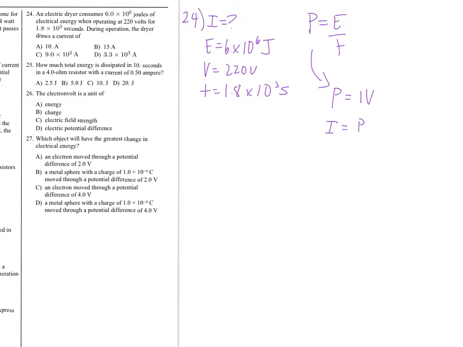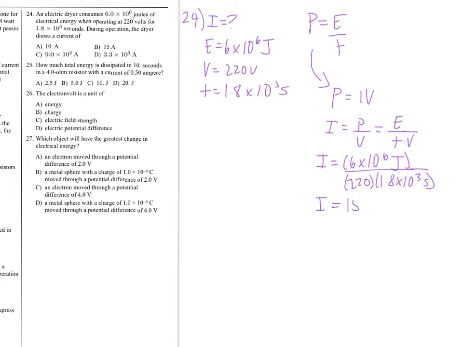So I here is equal to P over V, which is equal to E over T divided by V. So when we plug these things in, we should get I is approximately 15 amps, and that is choice B. Okay?